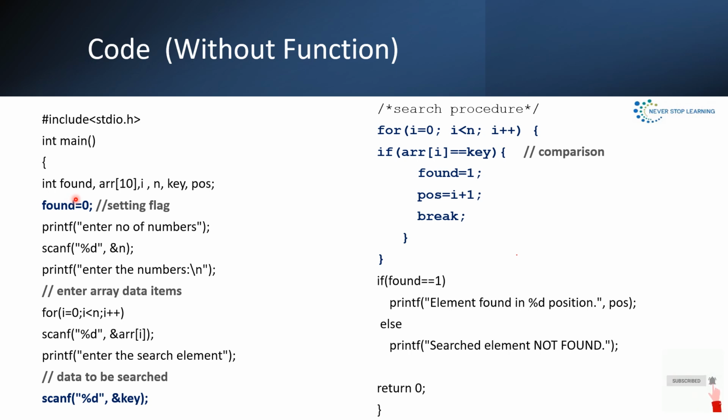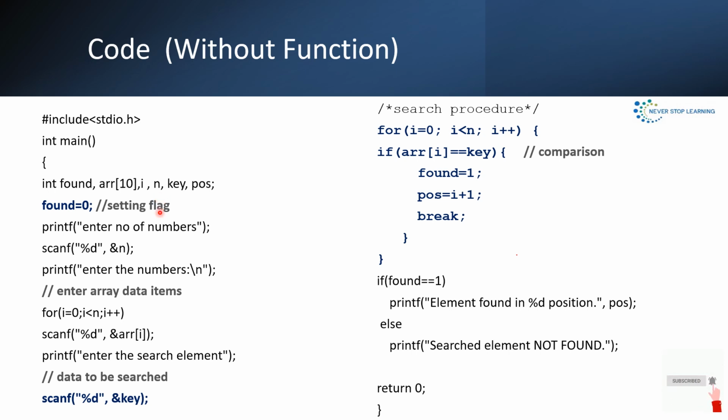I have one flag variable, found, which I'm initializing to 0. As soon as I get the element in the list, I will make this found value 1. So it will indicate that we have found the element. We are taking an integer type array, and the maximum size for that array we are giving as 10. There are other variables also, like key and position. For the for loop I am taking i, and for the number of elements in the array we are taking n as a variable.